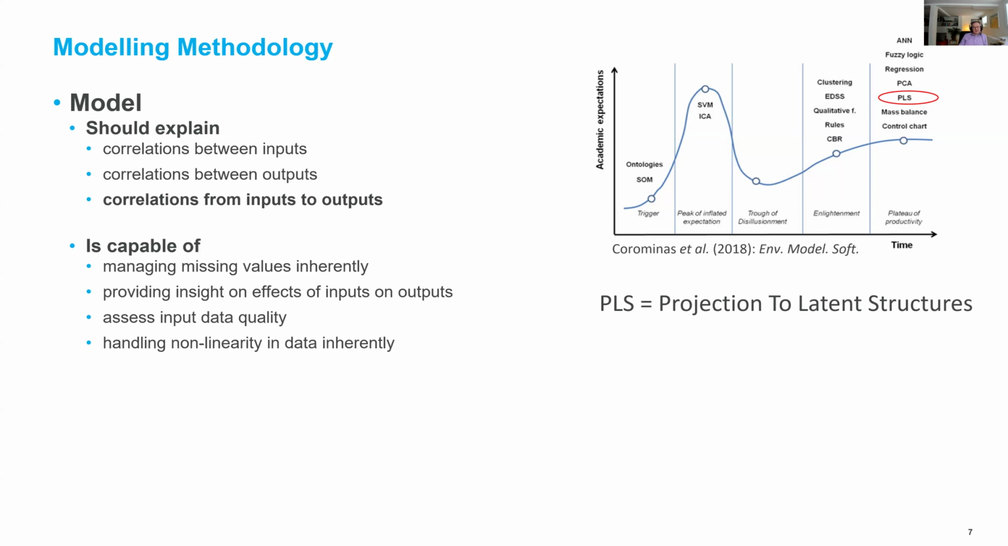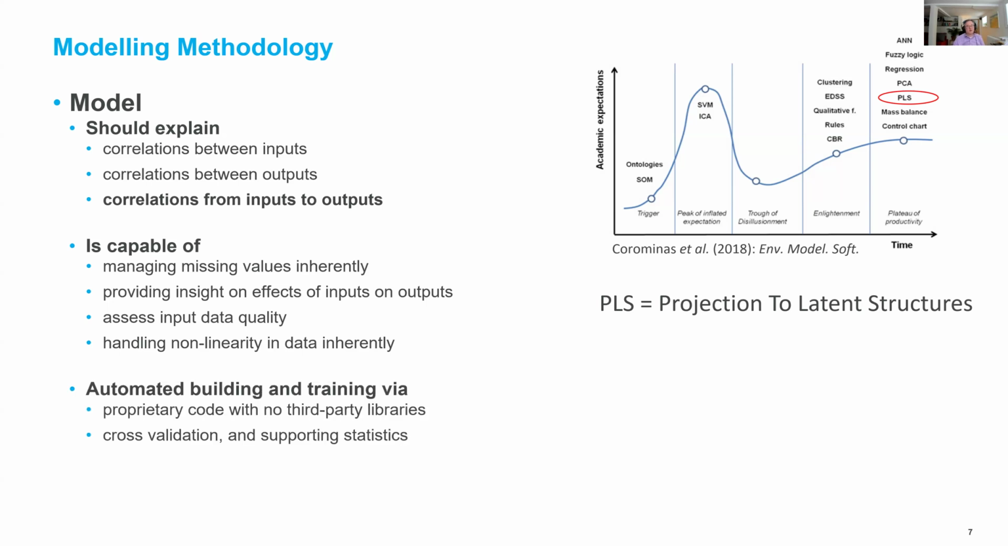Very important is assessing input data quality. So we did that a lot through iterations, but if you run that model online later on, you have to make sure that you have ways to identify failing input data, for example. And then, of course, the model should be able to handle the nonlinearities of a biological system in our case.